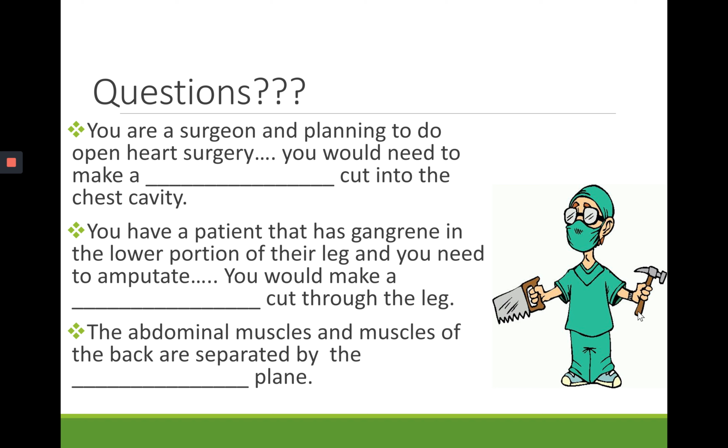How about you have a patient that has gangrene in the lower portion of their leg and you need to amputate? You would make a blank cut through the leg. If you said transverse or horizontal, you would be correct. The abdominal muscles and muscles of the back are separated by the blank plane. If you said frontal or coronal, you would be correct.